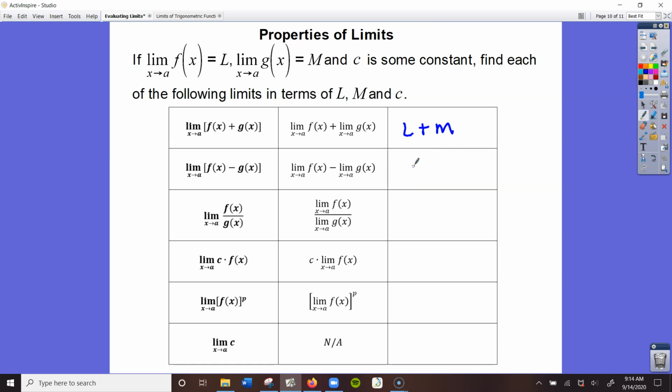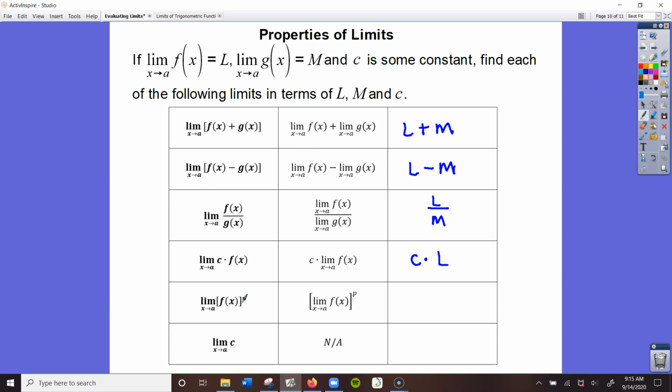And the same would apply for subtraction. So the limit as x is approaching a of f of x minus g of x would be L minus m. And it's the same concept with all of our properties. So if we're dividing, we would do L over m. If you have a constant that is being multiplied to your function, you can move the constant to the outside and multiply it later. So if I knew that the limit as x is approaching a of f of x is L, then I would multiply that constant to L after the fact.